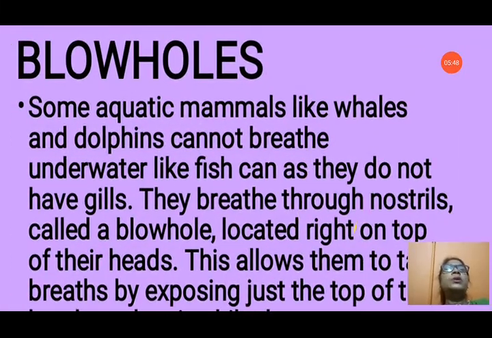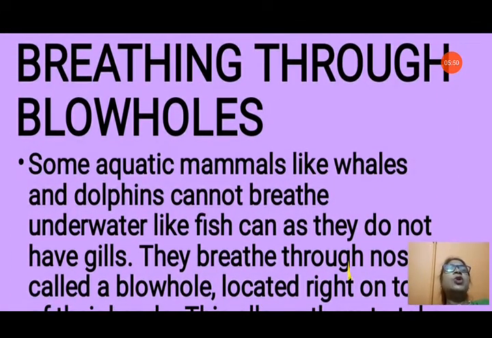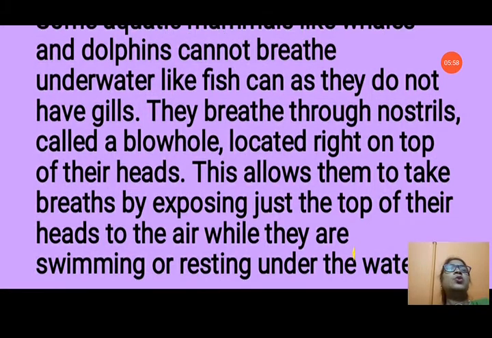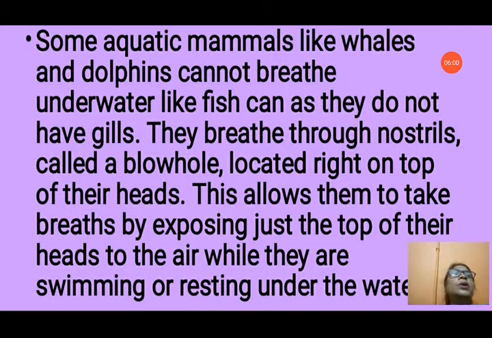Breathing through blowholes. Some aquatic mammals like whales and dolphins cannot breathe underwater like fish can, as they do not have gills. They are mammals. They breathe through nostrils called a blowhole, located right on the top of their heads. This allows them to take breath by exposing just the top of their heads to the air while they are swimming or resting under the water.